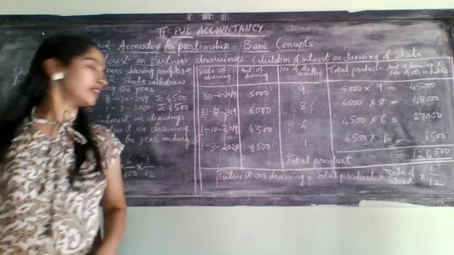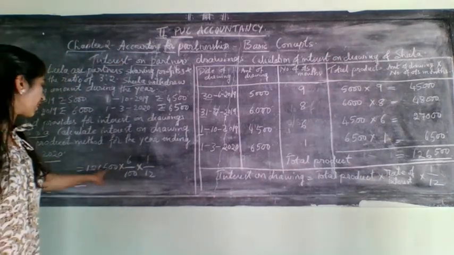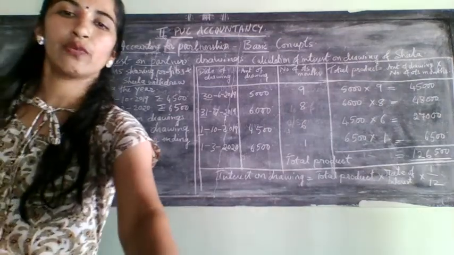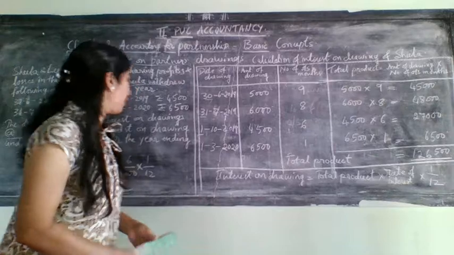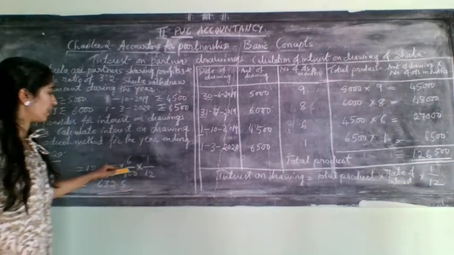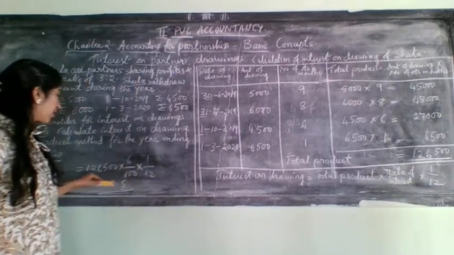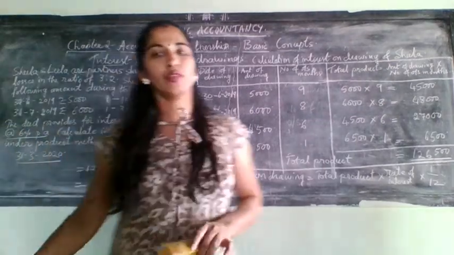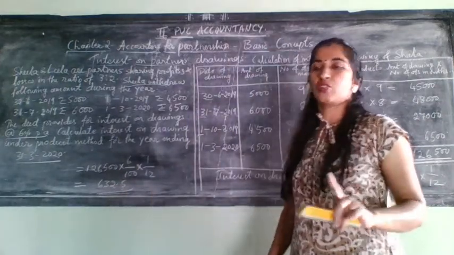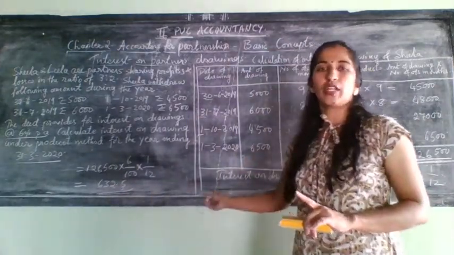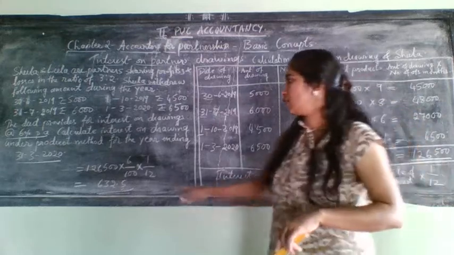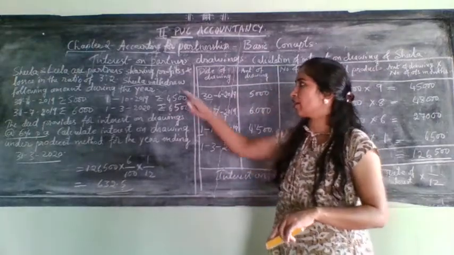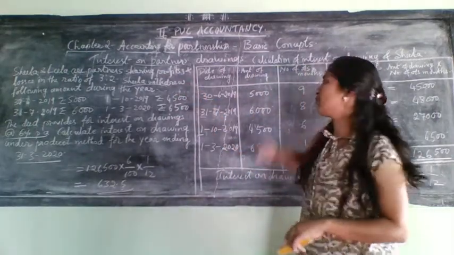So 1 by 12. Take your calculator and calculate 1,26,500 into 6 by 100 into 1 divided by 12. How much will it come? It will come 632.5. If a point comes, you can write like that only. Take only one digit after the point; no need to take more than one digit. So it will come 632.5. So this is the interest on drawing of whom? Interest on drawing of Sheila.